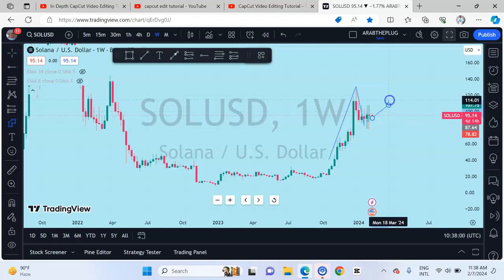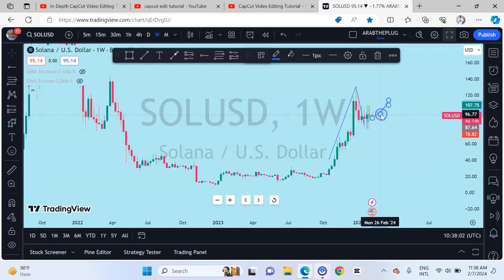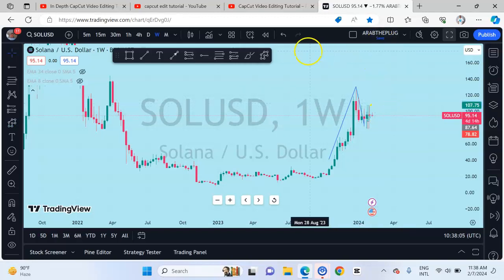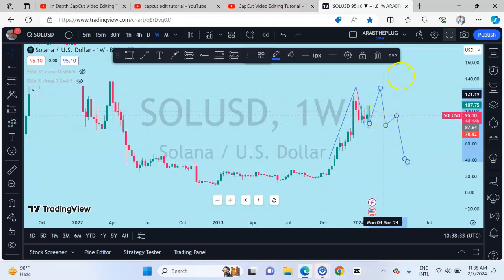If the market can come back up, let me get rid of this. Sorry. If the market can push up from this area and make a higher high, then the market might likely continue, but I doubt that's going to happen. The worst case scenario is Solana coming here, forming a double bottom, forming a neckline, reversing a little bit, and coming back down. That is my utmost prediction of what is going to happen in Solana, and that is only if it continues moving up.